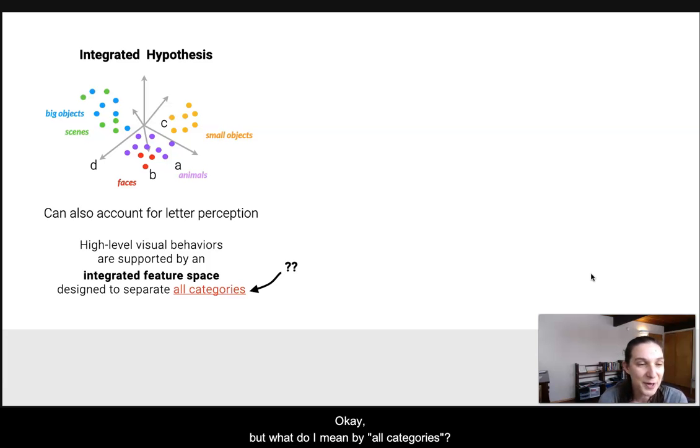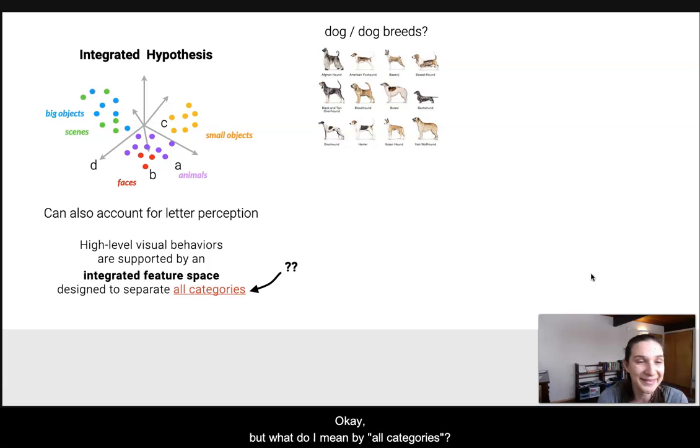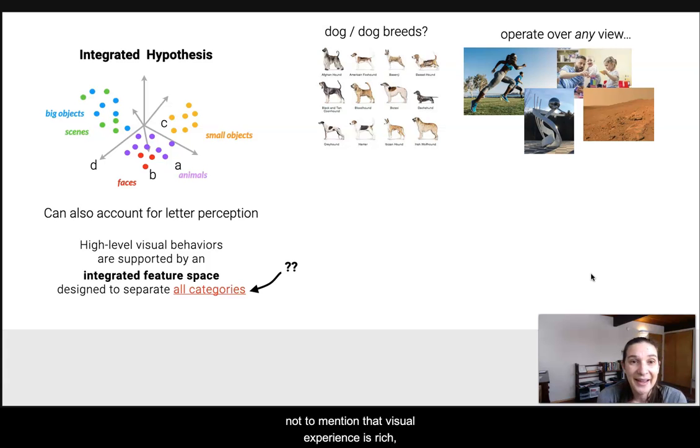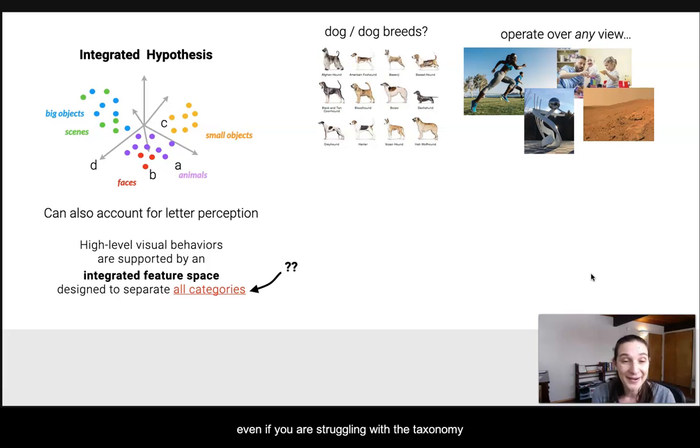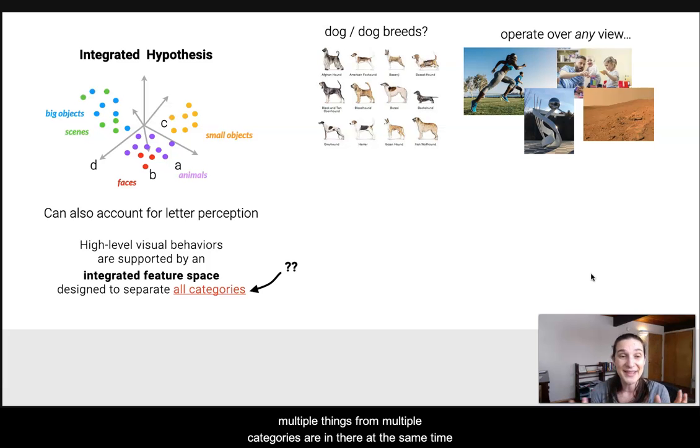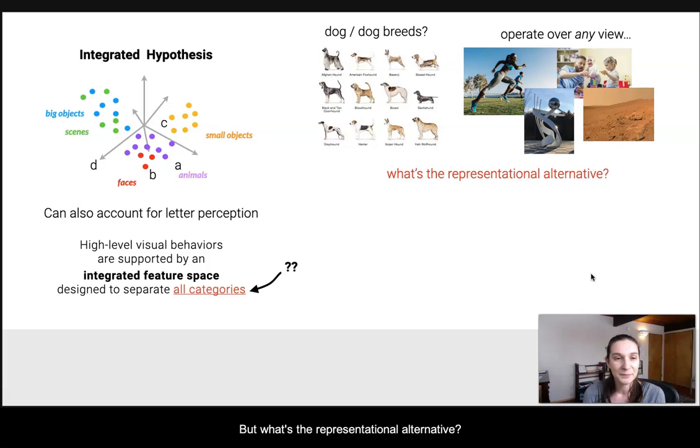Okay, but what do I mean by all categories? Like, is dog a category? What about different dog breeds? Not to mention that visual experience is rich and doesn't come nicely categorized even if you are struggling with the taxonomy. Multiple things from multiple categories are in there at the same time. And some things may not even have categories at all. And we'd like our visual learning systems to be able to operate over any view. But what's the representational alternative?